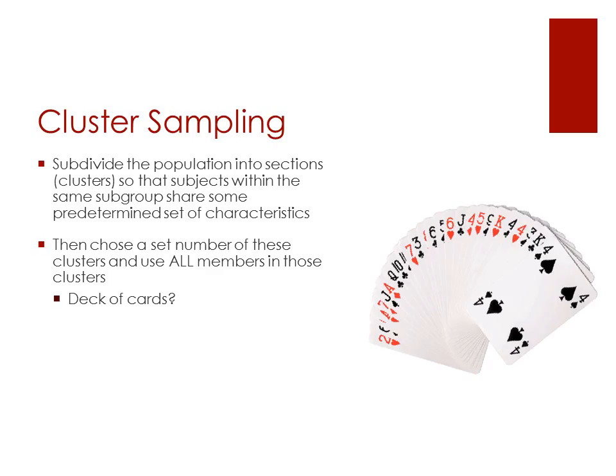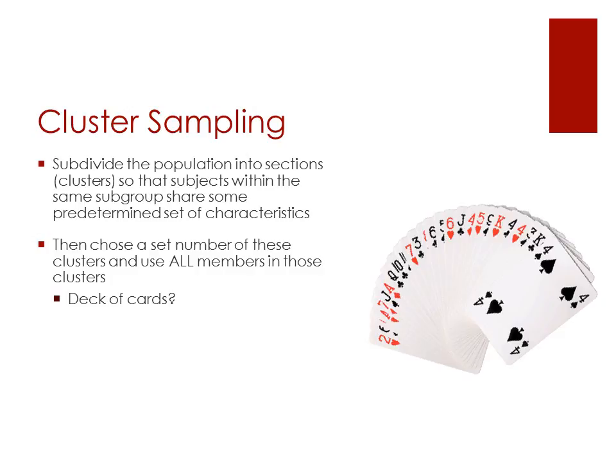Now, cluster sampling. This subdivides the population into sections or clusters so that the subjects within the same subgroups, again, share some predetermined set of characteristics. However, here is where the big difference occurs. I then choose a set number of these clusters and use all members in those clusters. Notice I'm not pulling individuals from each strata, from each group. I'm selecting a subset of those clusters and using all the members in those clusters.